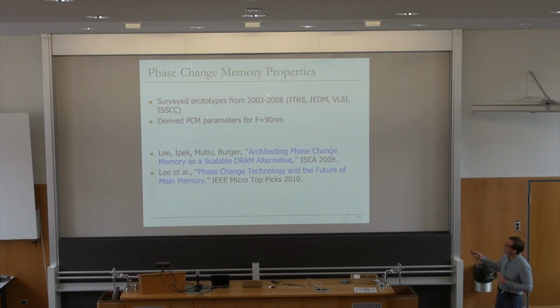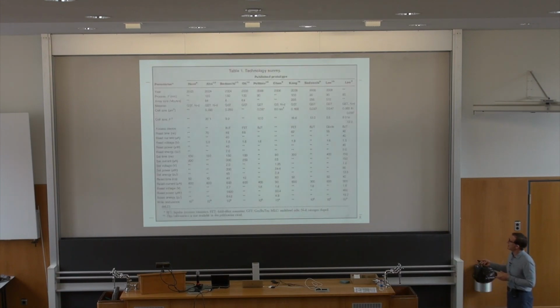We surveyed prototypes of phase change memory that were published in multiple different low-level, device-level conferences. And we tried to derive reasonable parameters for phase change memory for a feature size of 90 nanometers. So 90 nanometers is very high, but that's okay. We want to explore the latency, bandwidth, energy characteristics. And this is one of the tables that we derived.